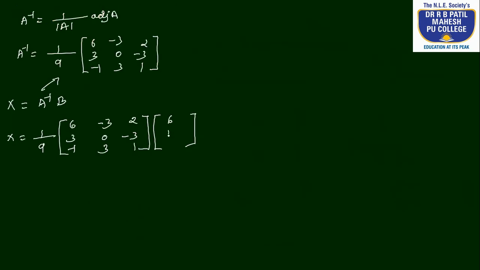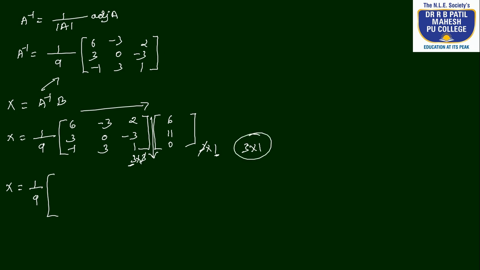Now here X equal to 1 by 9. In the chapter matrices you learnt multiplication of matrices. Multiply it. This is 3 cross 3, this is 3 cross 1. Multiplication exists, so 3 and 3 cancel. First number, last number, that is 3 cross 1. 3 rows, 1 column will be the order of the product here.